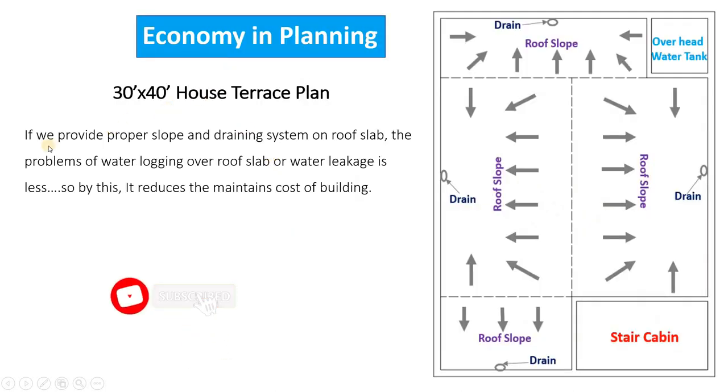Next, after planning, how can we make it economical? The maintenance cost of the building can also be reduced by proper planning of a building. For example, if we take a terrace plan of any building, the roof slab should be properly sloped and the drainage system should be provided at the right positions so that the problems of water logging over the roof slab and water leakages can be reduced. So by this it reduces the maintenance cost of the building.